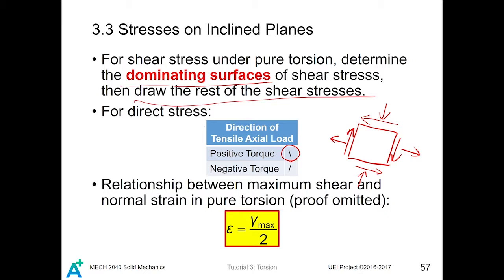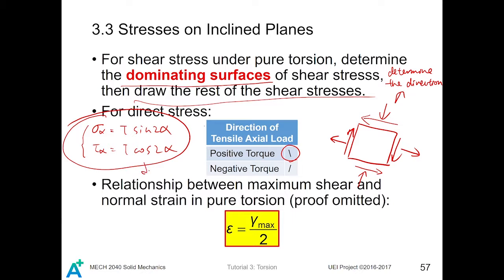In fact, in order to determine the magnitude acting on it, you have to use our two equations introduced before. So those things are just for you to determine the direction, while those two equations are used for you to determine the magnitude. Besides, in the textbook, there is also an important conclusion. The relationship between the maximum shear and the normal strain in pure torsion is given by: the maximum axial strain equals 1/2 of the shear strain.